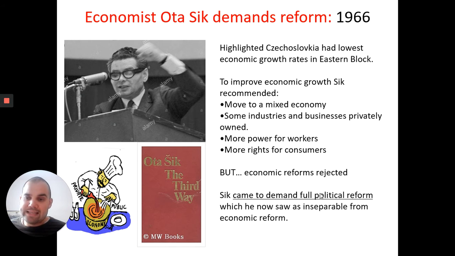So in a system where working people have very little power, where there's a one-party state and no democracy, it's actually very hard to get the government to shift policy, okay? So he came to recognize that before any economic reform could happen, the way the country was run would have to fundamentally change, okay? So he demanded political reform.